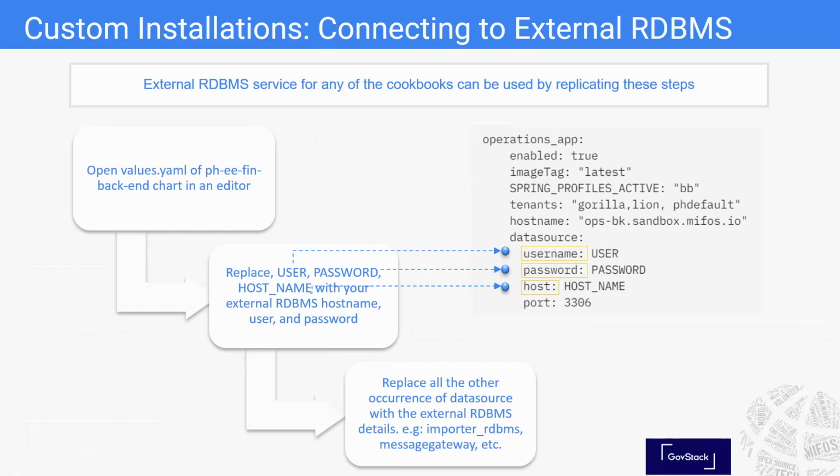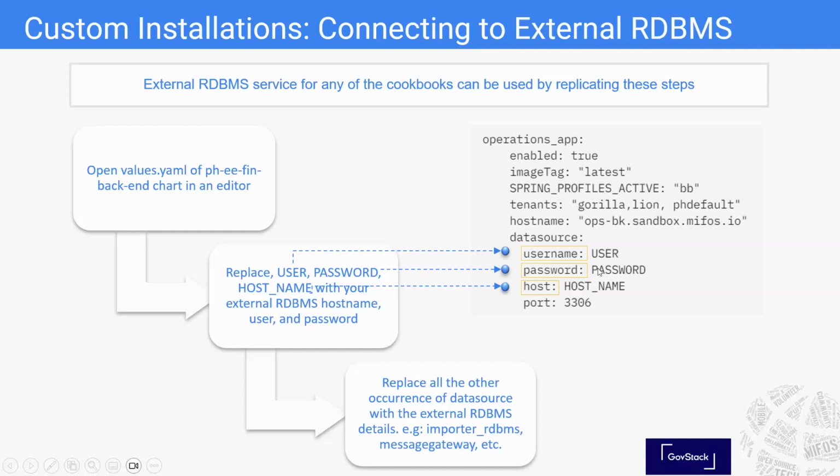Similarly, if you want to connect to an external RDBMS, depending upon your requirement, you may already have an existing one. What you have to do is go again. So the whole game over here is related to the values YAML file, because this is what includes all the configurations that we are talking about. So you open the values.yml file in the backend chart, in any of your code editors, it could be VS Code, wherever you are working on it, and then you replace these specific parameters with your existing parameters.